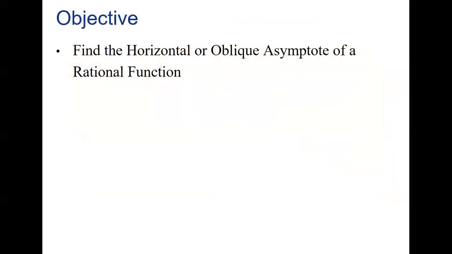All right, let's talk about horizontal or oblique asymptotes. You cannot have both, okay? You will have one or the other or neither.